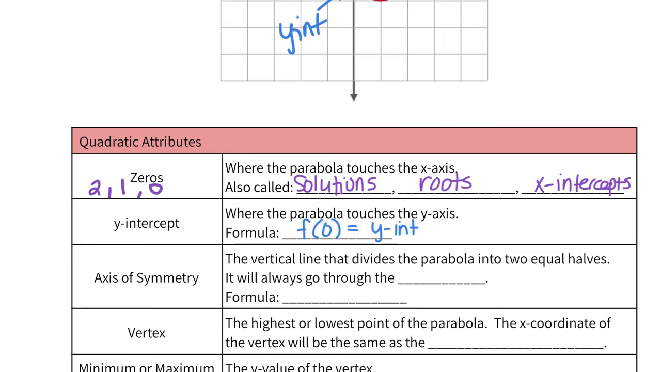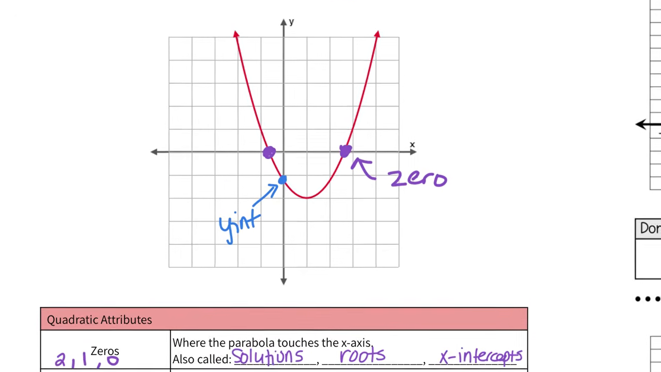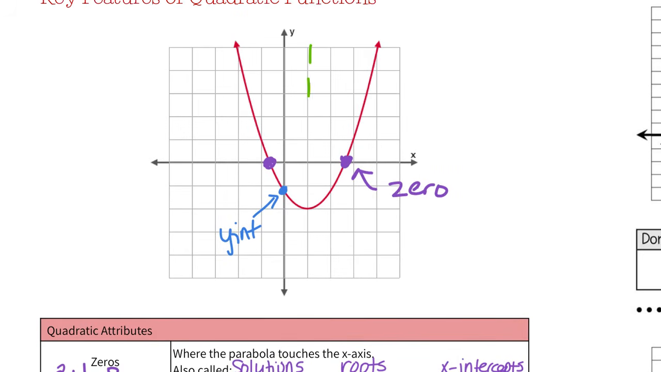Okay, next thing is axis of symmetry. So this is where it starts to get a little bit complicated. The vertical line that divides the parabola into two equal halves will always go through the vertex. There is a formula for this, and it is x equals negative b over 2a. So in our picture here, the axis of symmetry won't be drawn in. It's the imaginary line that cuts it right in half.